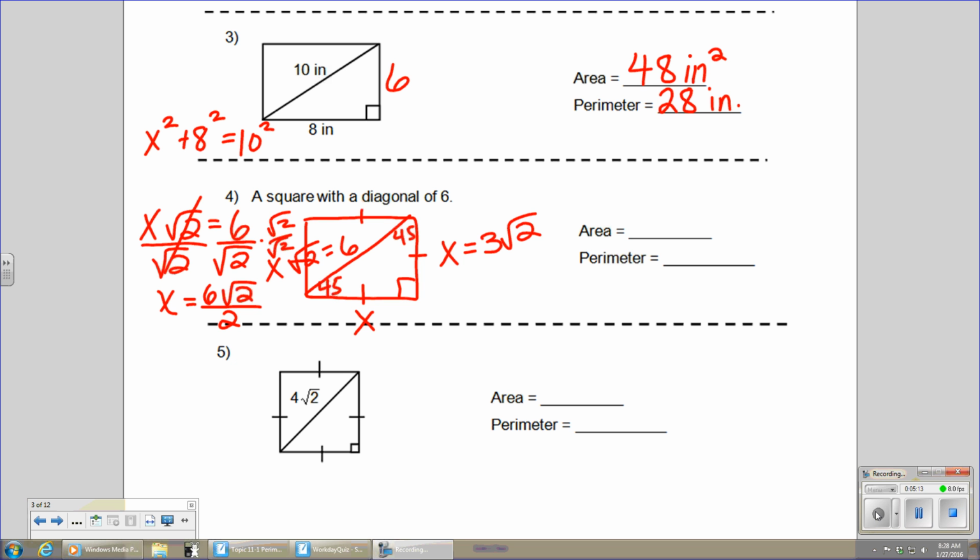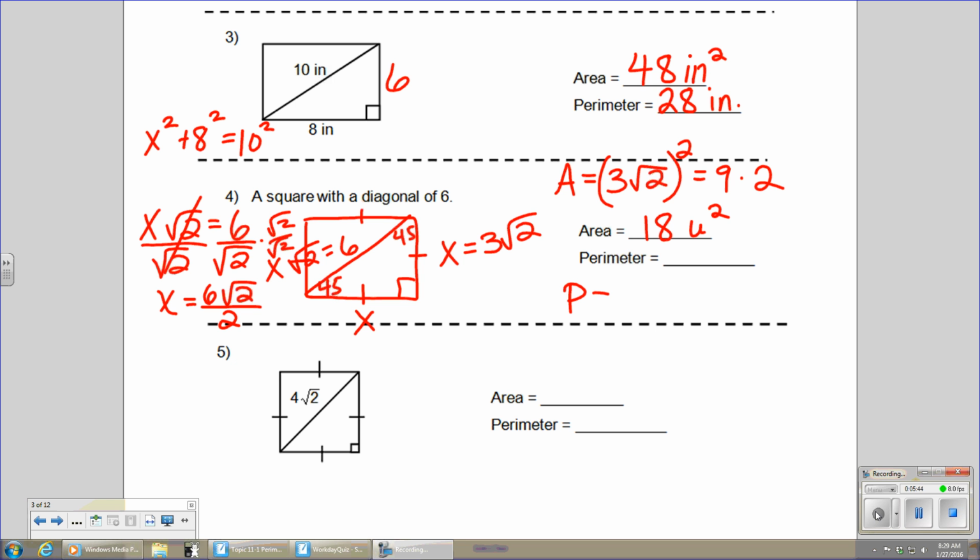Okay, so for the area, we're going to do 3 square root of 2 times 3 square root of 2, or 3 square root of 2 squared. Be careful if you're punching that in the calculator. If you don't put that in parentheses, it's only going to square the radical. You want it to square the whole thing. Or you should know 3 times 3 is 9. Square root of 2 times square root of 2 is 2, so 9 times 2 gives you 18. Again, no units, so units squared.